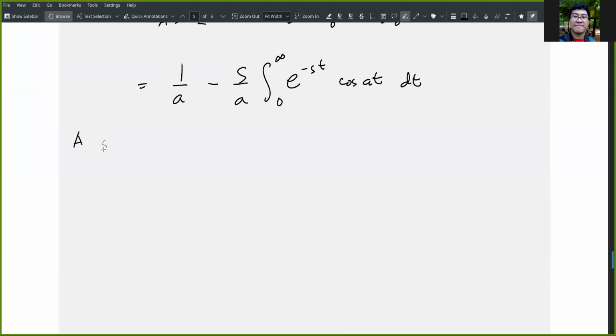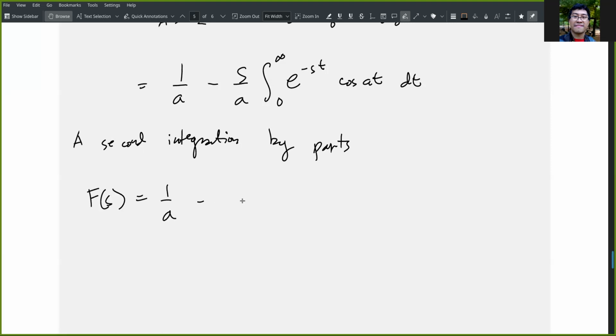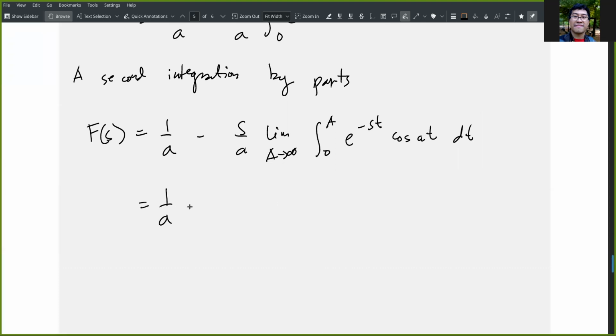We apply a second integration by parts. So second integration by parts would give us 1 over a minus s over a, taking the limit as a approaches infinity of the integral from 0 to a of e to the minus st cosine at dt. Oops. There's no need for this bracket. 1 over a minus s over a. You do the same method of integration by parts here.